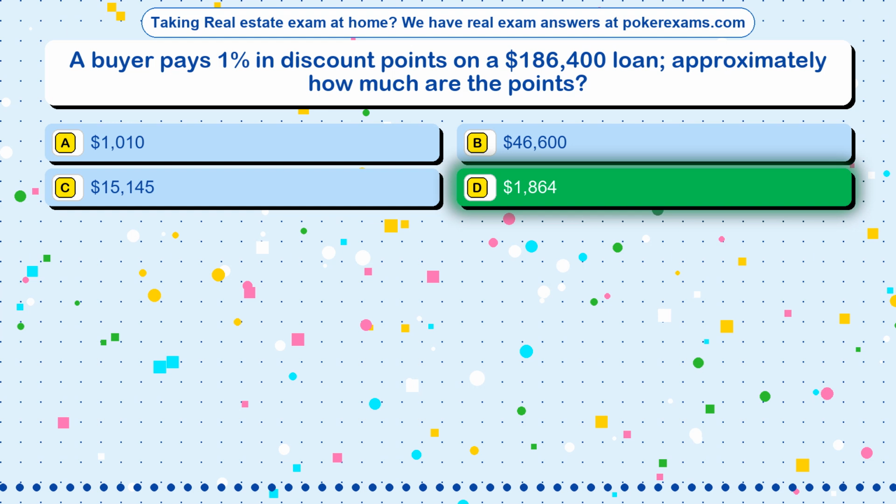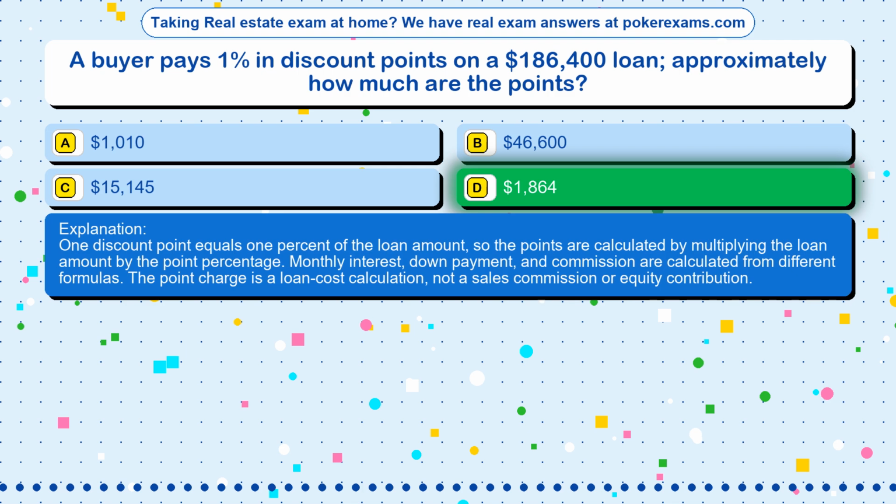The correct answer is option D, $1,864. One discount point equals 1% of the loan amount, so the points are calculated by multiplying the loan amount by the point percentage. Monthly interest, down payment, and commission are calculated from different formulas. The point charge is a loan cost calculation, not a sales commission or equity contribution.